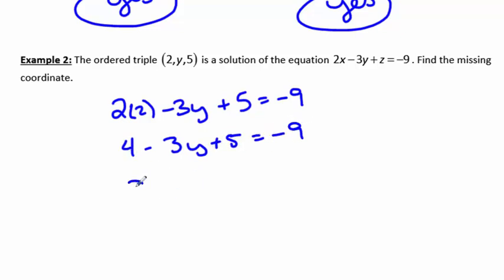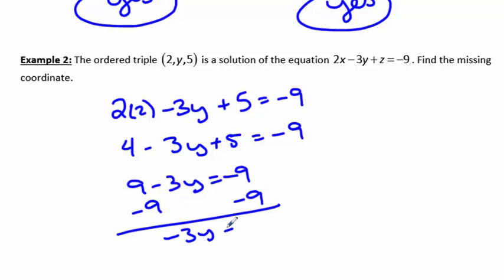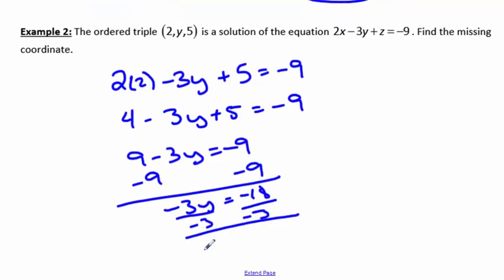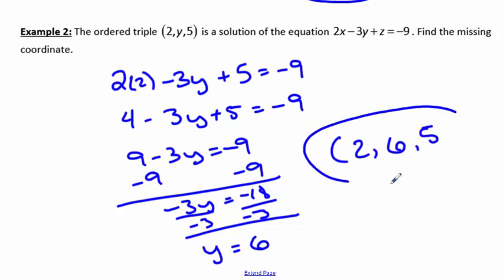4 plus 5 is 9. Minus 3y equals negative 9. Subtract 9 from both sides. Negative 3y equals negative 18. Divide both sides by negative 3. And we get y equals 6. So the ordered triple is 2, 6, 5. The ordered triple 2, 6, 5 is a solution to the equation.